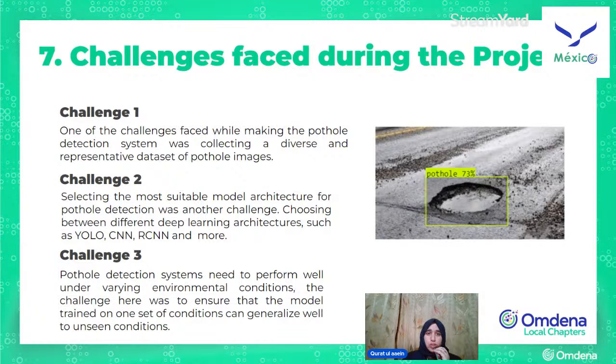Our third challenge was model generalization. Pothole detection systems need to perform well under varying environmental conditions. The challenge was ensuring that the model trained on one set of conditions can generalize to unseen conditions as well. We used different strategies to address this challenge. First was using a diverse data set in which we included images from a wide range of environmental conditions during training. Second was data augmentation. Synthetic augmentation techniques can simulate various lighting, weather and road conditions. And the third method was transfer learning. Leveraging pre trained models and fine tuning them with pothole specific data can improve generalization.